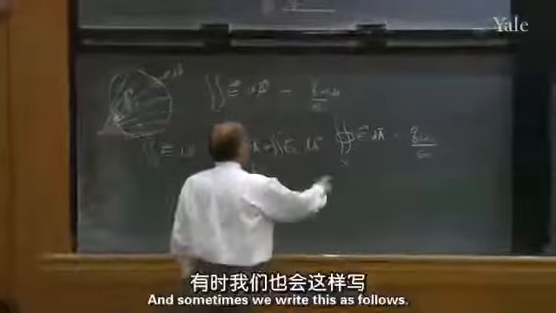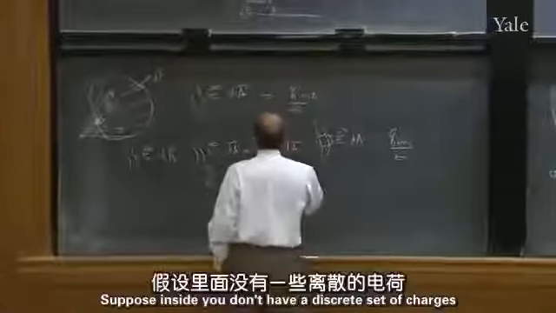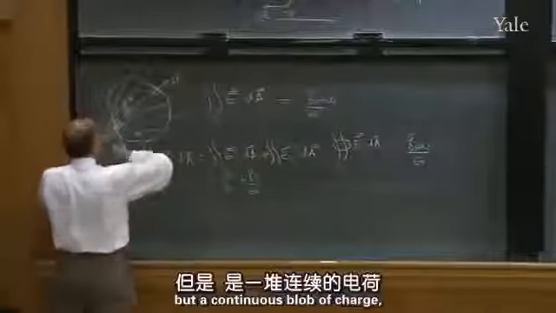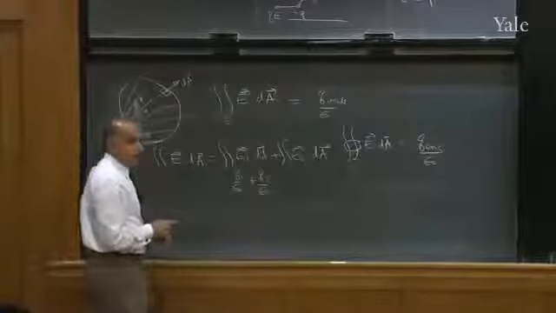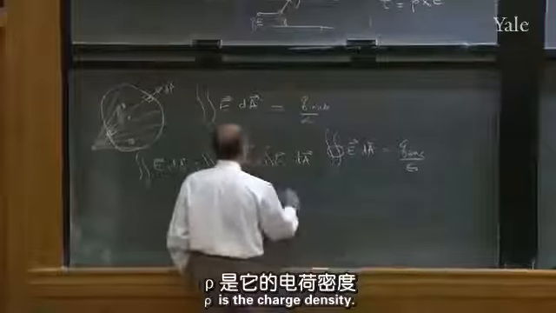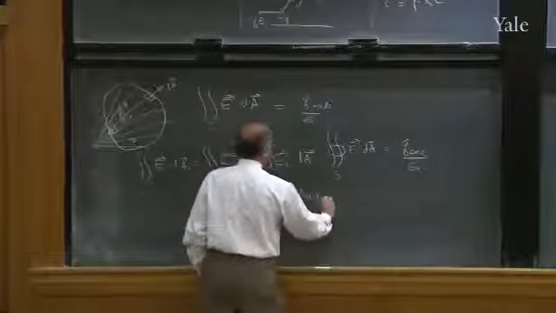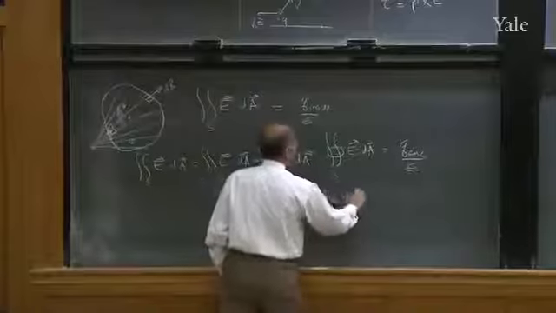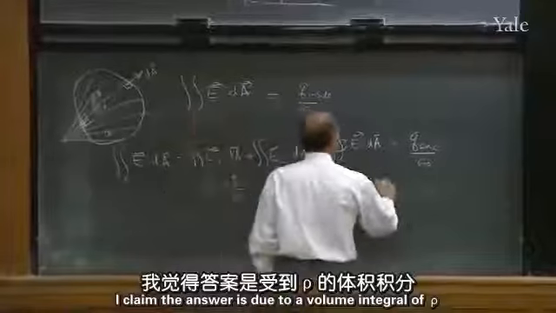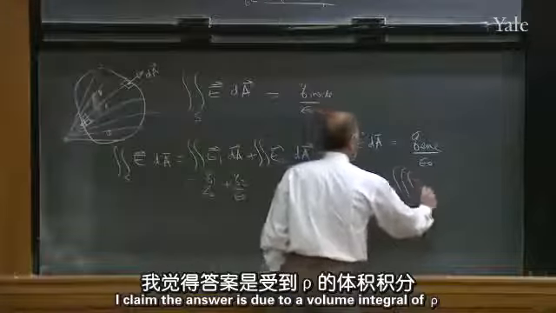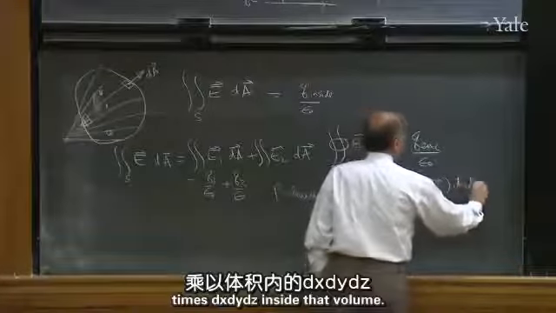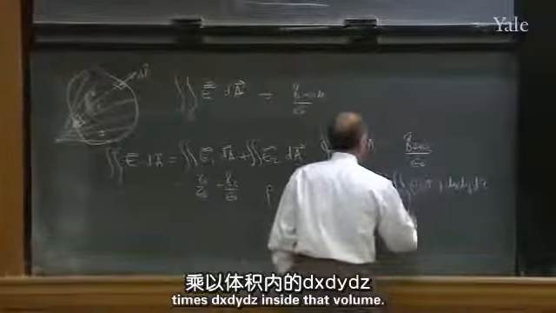And sometimes we write this as follows. Suppose inside you don't have a discrete set of charges that you can count, but a continuous blob of charge. And the charge has a certain density, rho. It's a charge density. What is the Q enclosed? I claim the answer is you do a volume integral of rho at any point R inside times dx, dy, dz inside that volume.